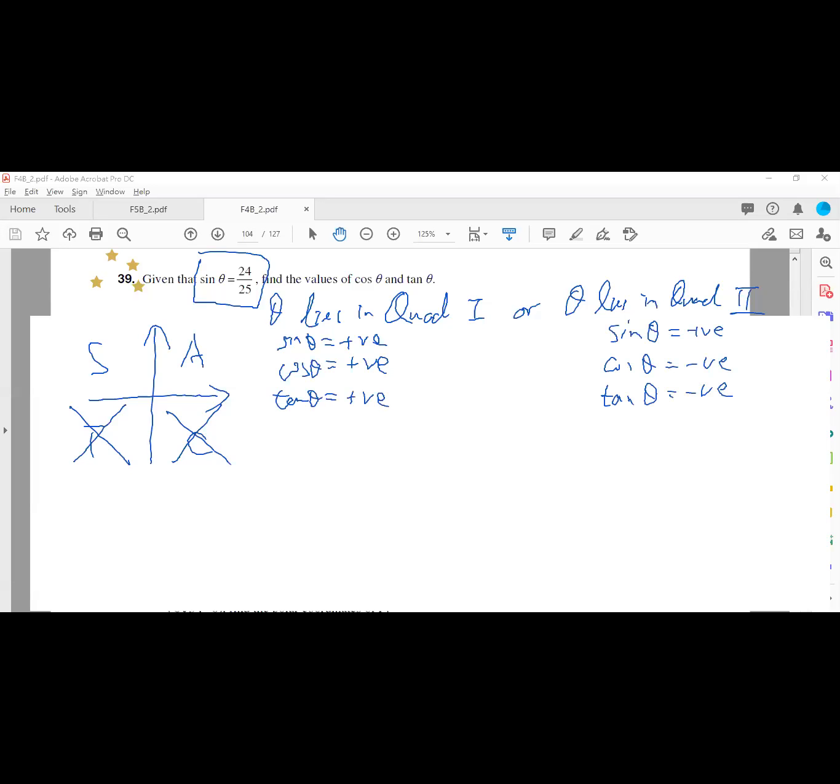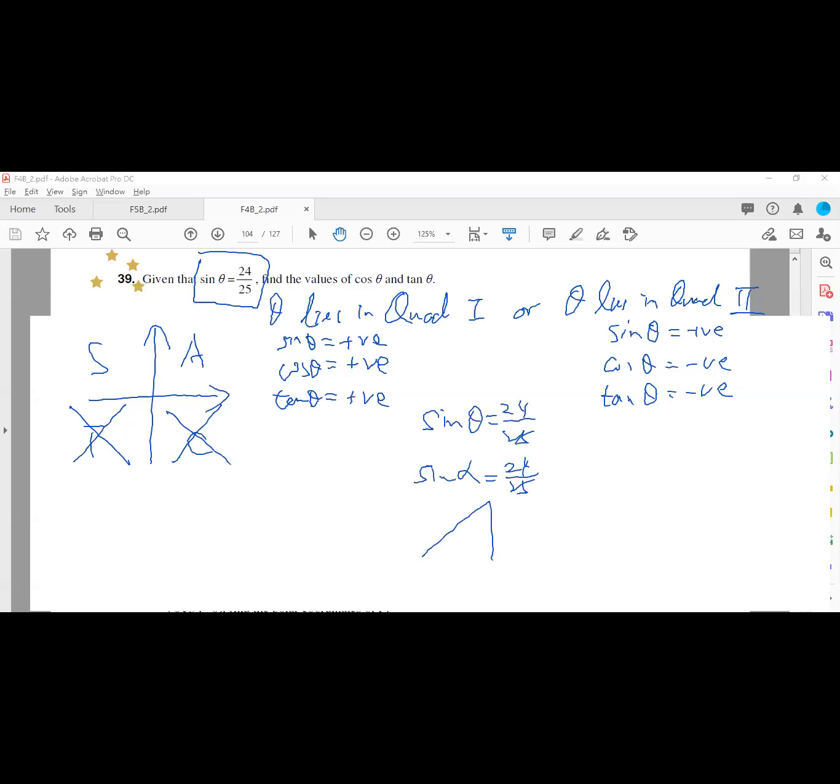Okay? So there are two possibilities, and then we need to do it one by one. But actually, when finding the number, we just need them to be exactly the same. I mean, both cases will be exactly the same. We have sine theta equals 24/25 and sine alpha equals positive 24/25.